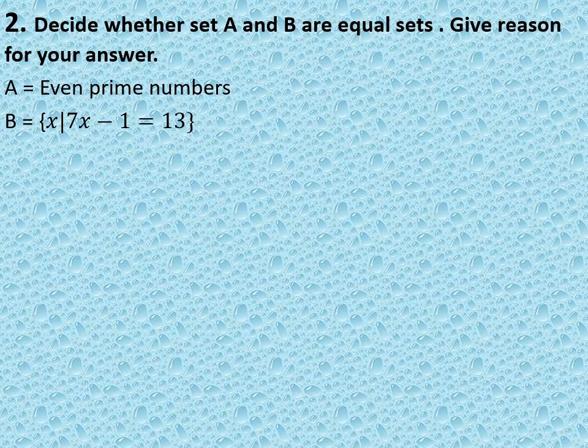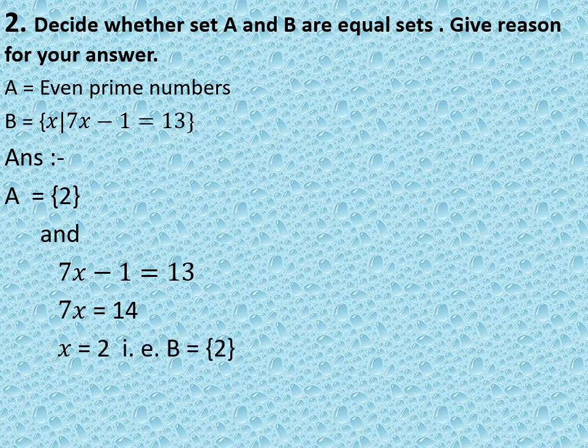Second question. Decide whether sets A and B are equal sets. Give reason for your answer. Set A is the even prime numbers and set B is x such that 7x minus 1 equals 13. A is equal to {2} because the only even prime number is 2. Now for set B we have to solve the equation 7x minus 1 equals 13, that is 7x equals 14. So x equals 2. So set B also has one element, that is 2.